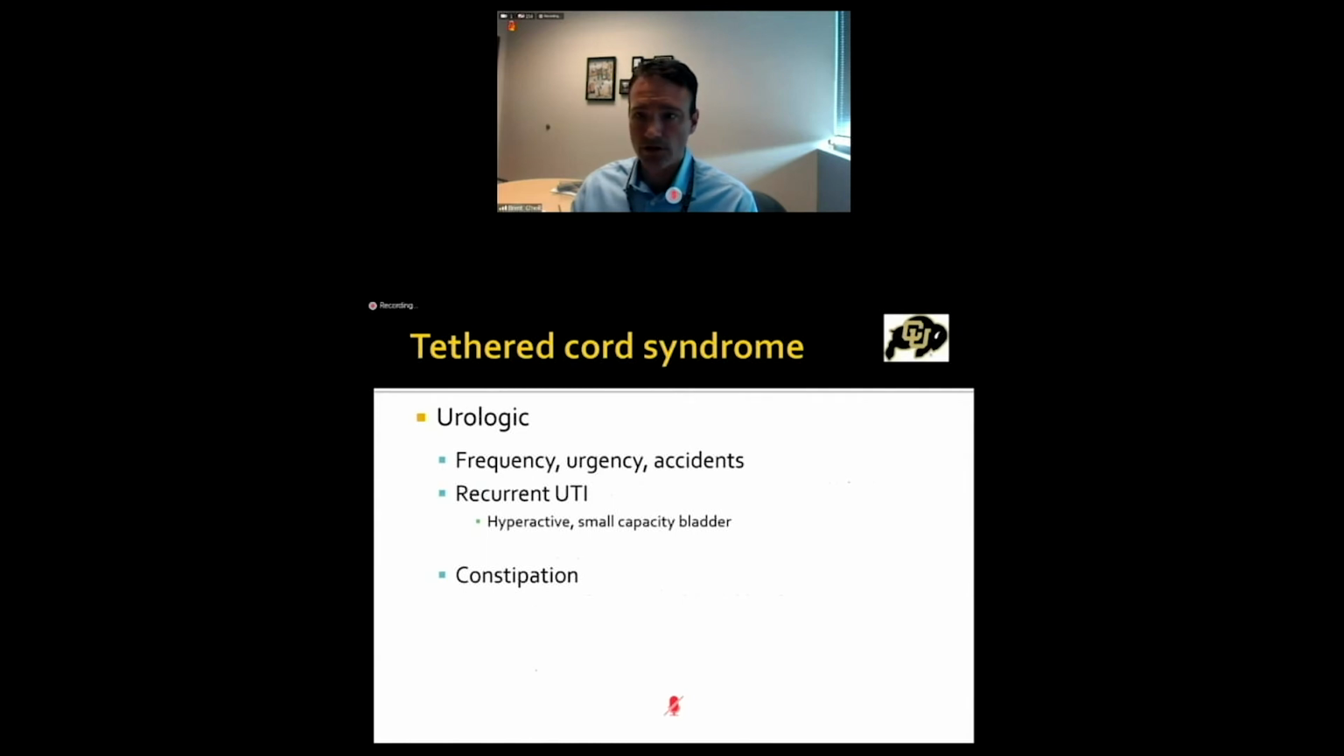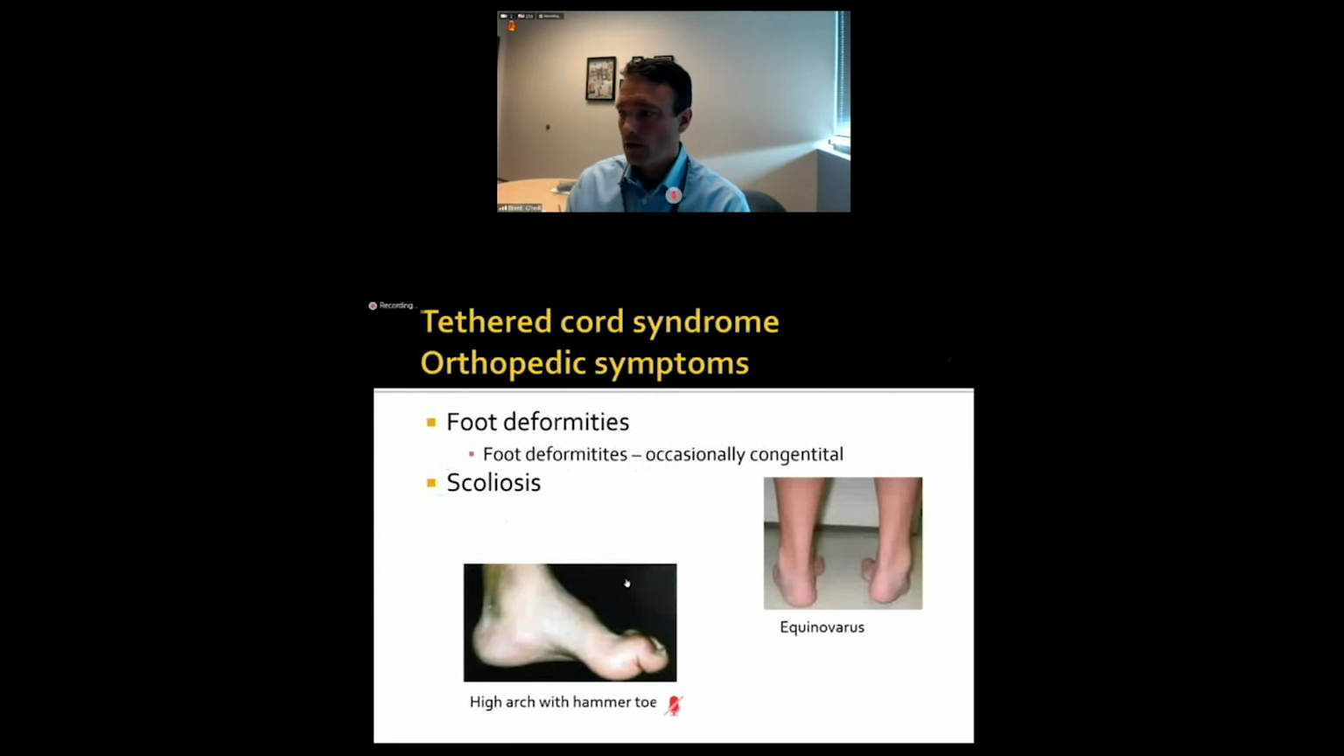Again, with urology symptoms, frequency of urination, urgency, needing to go right away once you realize that you need to go, and more frequent accidents can be symptoms. In kids that are not potty trained, urinary tract infections can be a symptom that the bladder's not working properly. Here's a picture of some of the foot deformities that we can see with spinal cord tethering.